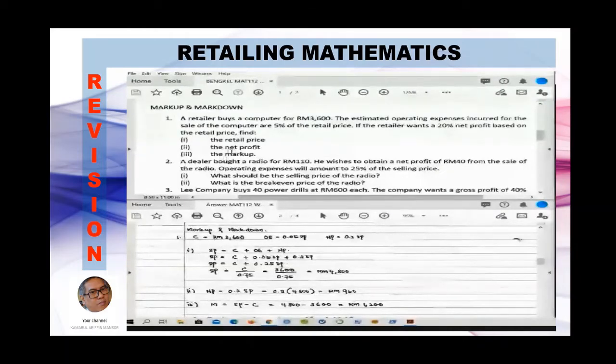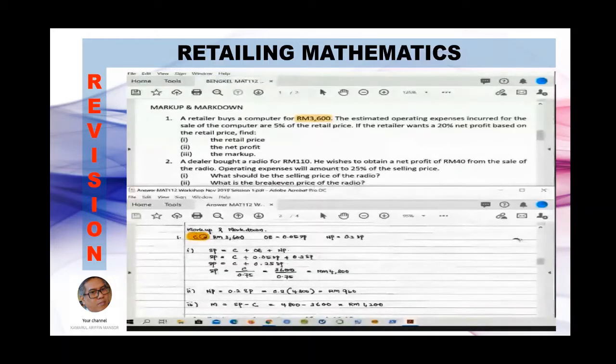So it says here, retailer buys a computer for 3,600. So the first number that you see here is 3,600. This is the amount that a retailer pays for a computer. So that means from here, you can see that we have the cost equal to 3,600. Okay, that is the first information.